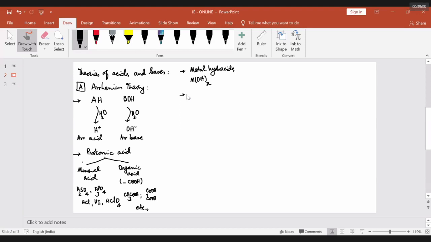That means the number of hydrogens is not the criteria. Tendency to release H plus ion, the degree of dissociation, should be more. Therefore, the strength of an acid or base.